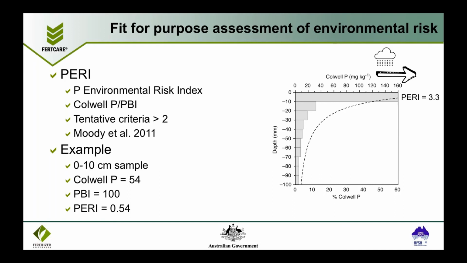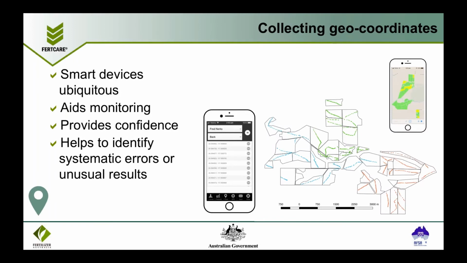So sampling depth should be fit for purpose for the question you have in mind. Is that question an agronomic one, or is that question an environmental one? And the sampling should match that question.